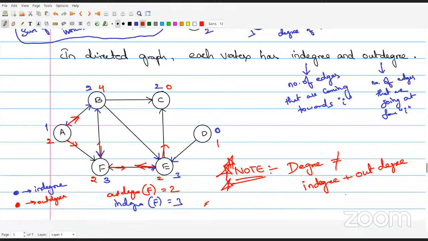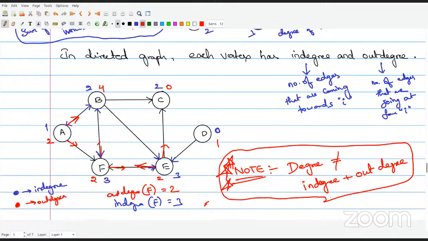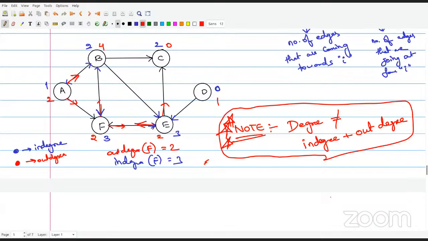There is no term called degree in a directed graph. If it is a directed graph, there are in degrees and out degrees. If it is an undirected graph, then there is a degree. Even though I stress this much, most of you will give wrong answers in the exam. So degree will not be equal to in degree plus out degree. There is no degree at all in a directed graph.